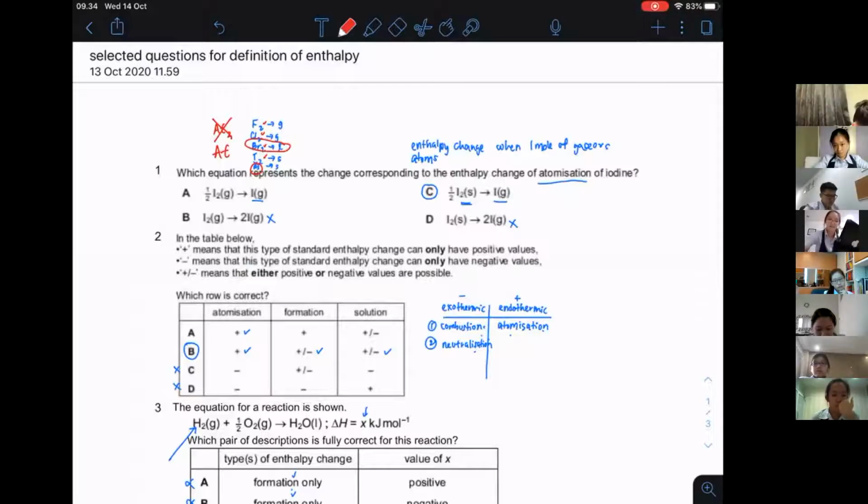Iodine as solid in room temperature. Okay, maybe we do like this. Okay, maybe we try something different. Yeah, just hold on.